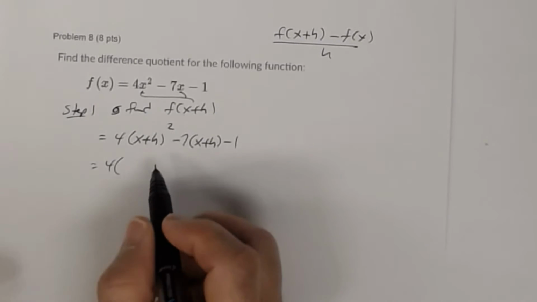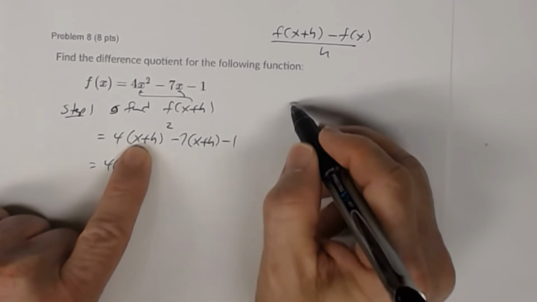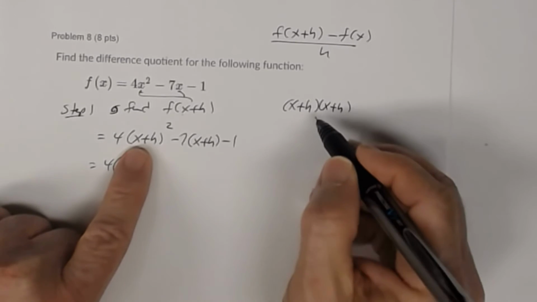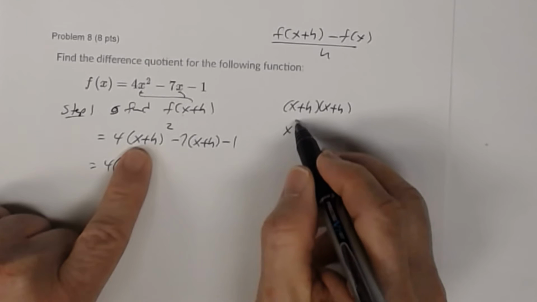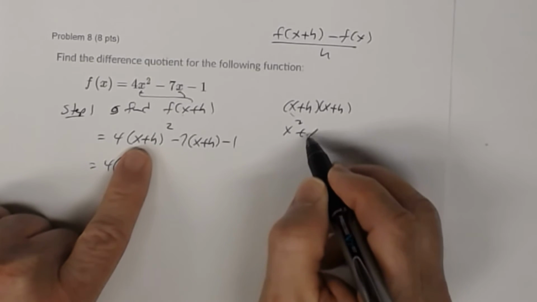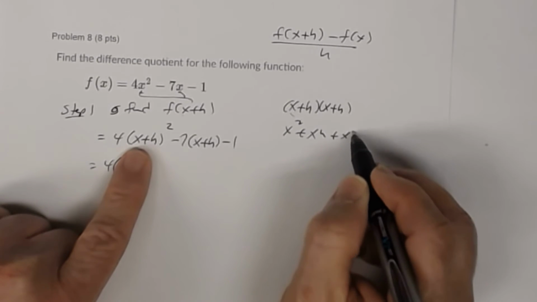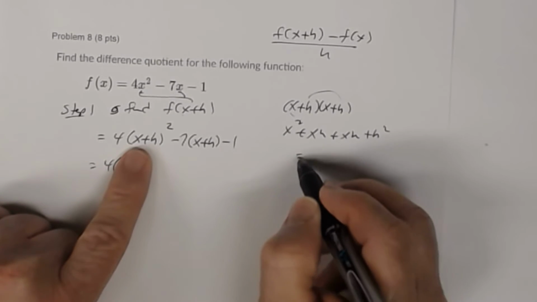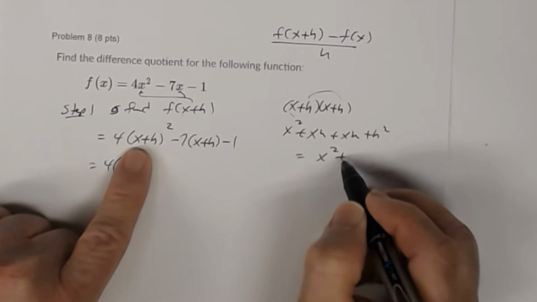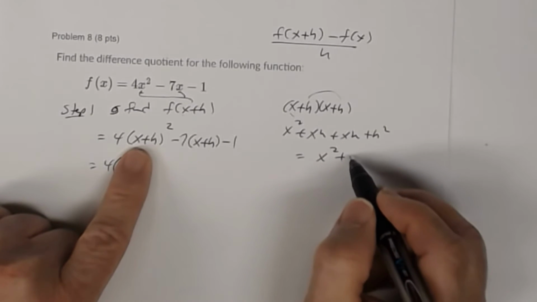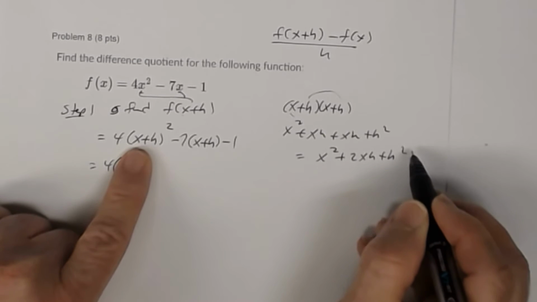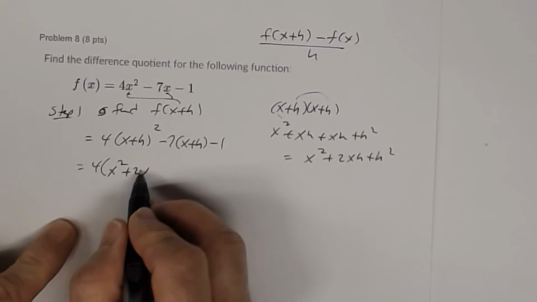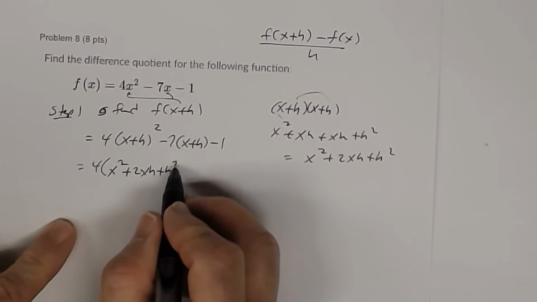That's mathematically incorrect. So you've got to square first and then multiply. So we get 4 times x plus h squared. That means x plus h times x plus h. So I'm going to FOIL this. I get x squared, x times x. The outer is xh. The inner is also xh. And the last, h times h, is h squared. Combining like terms, I get x squared plus 2xh plus h squared. So that's 4 times x squared plus 2xh plus h squared.